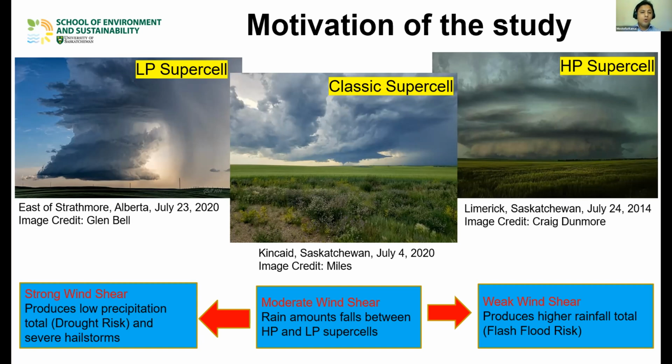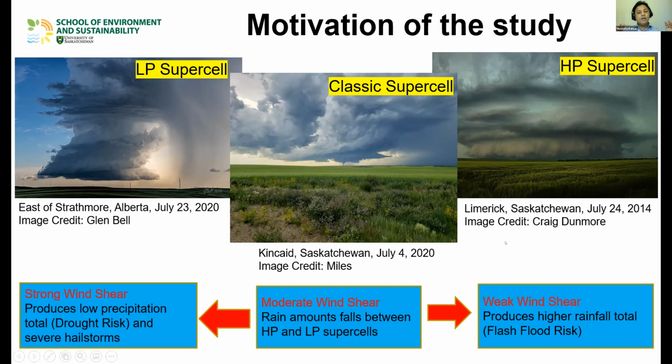LP stands for low precipitation supercell, HP stands for high precipitation supercell, and then the classic supercell. As you can see from the name, low precipitation produces extremely low precipitation, almost nothing. On the other end of the spectrum, high precipitation supercells produce vast amounts of rain, which can cause catastrophic flooding in urban areas. And in the middle panel, the classic supercell is really infamous for producing tornadoes.